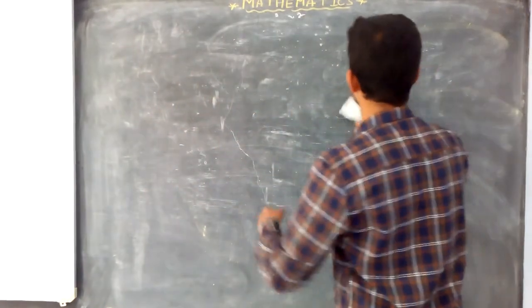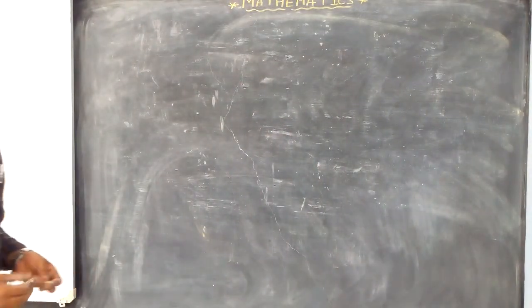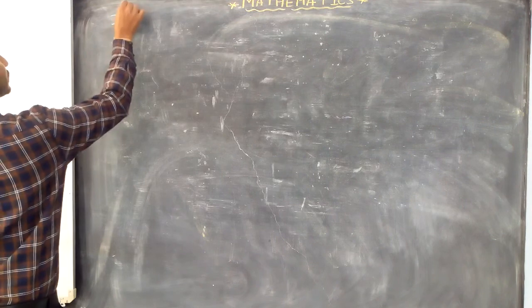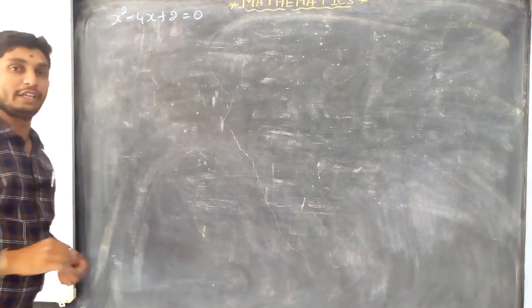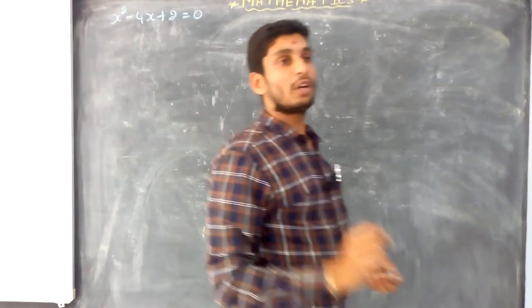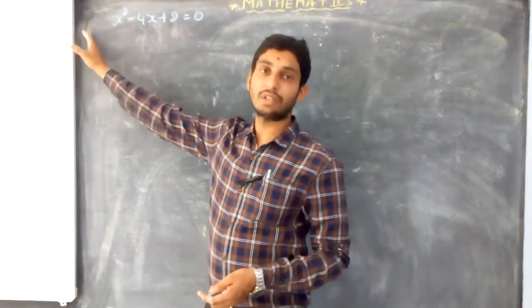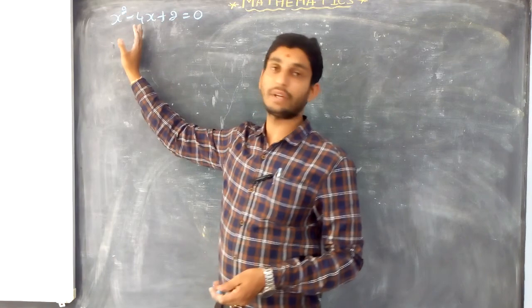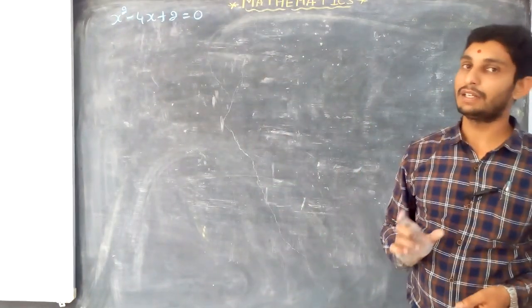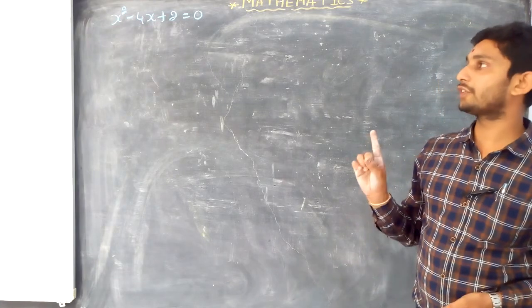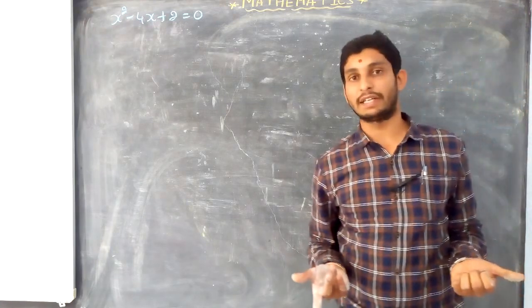Next question is like this. Solve x square minus 4x plus 2 equals 0, that is, find the roots by the completing square method. Now we have to see 2 points. First of all, it should be in standard form. Yes, it is in standard form.